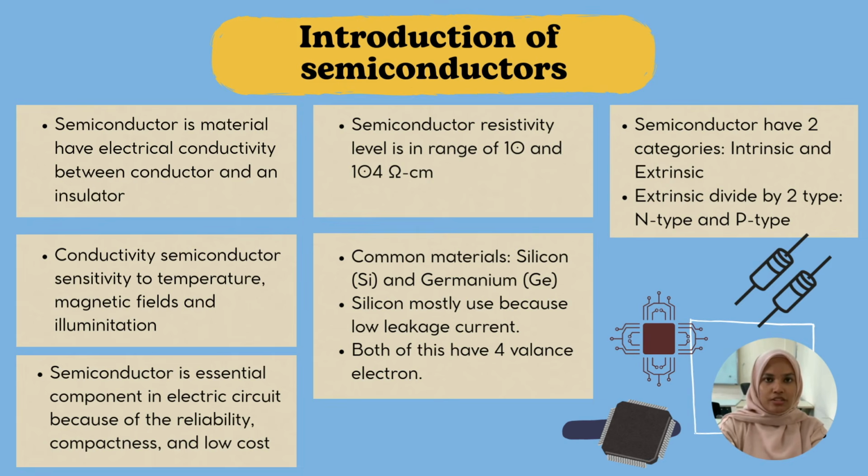Common materials used in semiconductor are silicon and germanium. Both of these have 4 valence electrons. Silicon is widely used in semiconductor because of its low leakage current. Next, semiconductor has 2 categories. The first one is intrinsic and the second is extrinsic. For extrinsic, we can divide into 2 types, which are N-type and P-type.